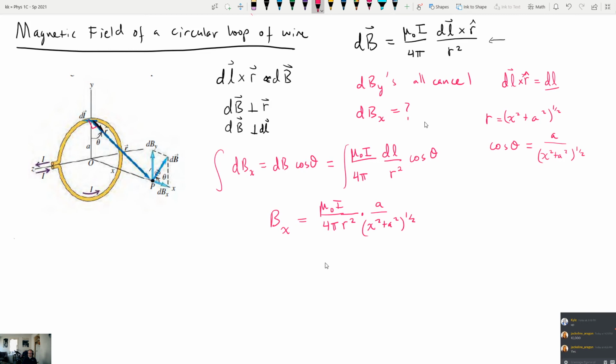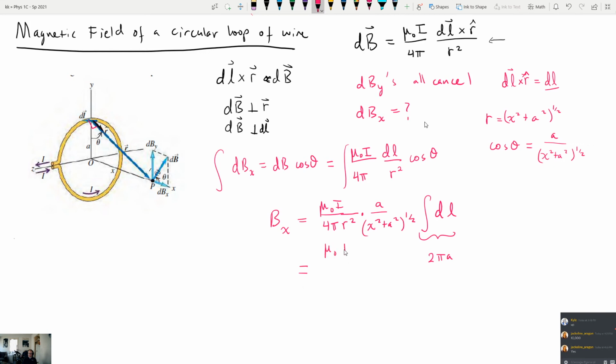I really appreciate that. Okay, mu naught I over 4 pi r squared, a over r, that's cos theta, and what are we left with? We're just left with the integral of what's left over. It's just the dl. So now we just need to integrate dl, which is going to give us just 2 pi a, right? So this whole thing is just going to be 2 pi a.